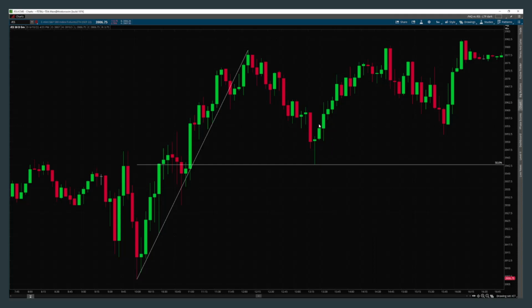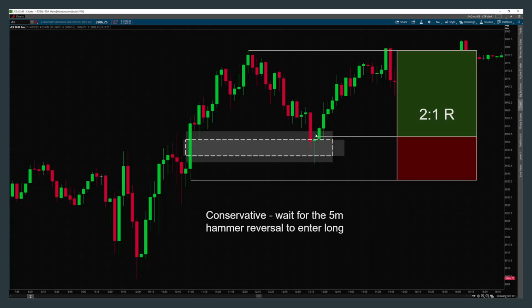So we can enter long on this 5 minute hammer reversal, targeting the high of the day, with stops at the lows of the candle that created the fair value gap, making this a 2-to-1 trade, or we can enter in the area of interest again and increase our risk to reward to 3-to-1.